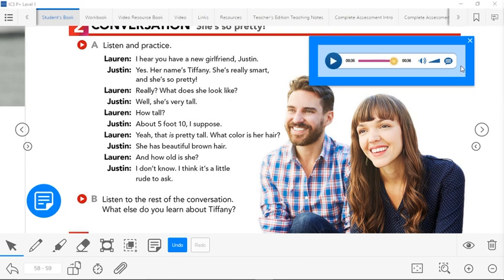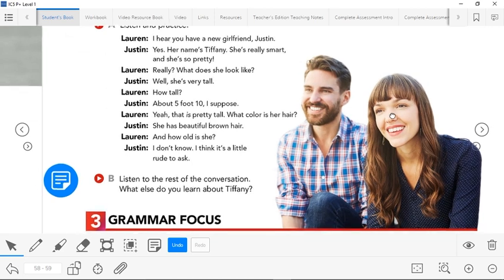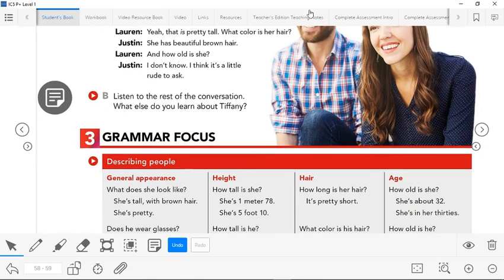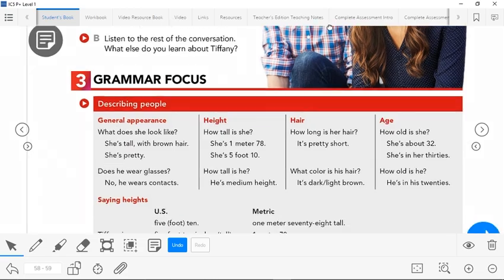Okay, very good. So, what did we learn about Tiffany now? Let's see. We learned that Tiffany is probably in her 30s, and that Tiffany is older than Justin. Why? Because Justin is 29 years old, and Tiffany is in her 30s, so minimum she is 30 years old. Remember? 30 to 39 is the 30s. 40 to 49 is the 40s, 50s, 60s, 70s, 80s, 90s, etc. Okay, now let's go right to the grammar focus.